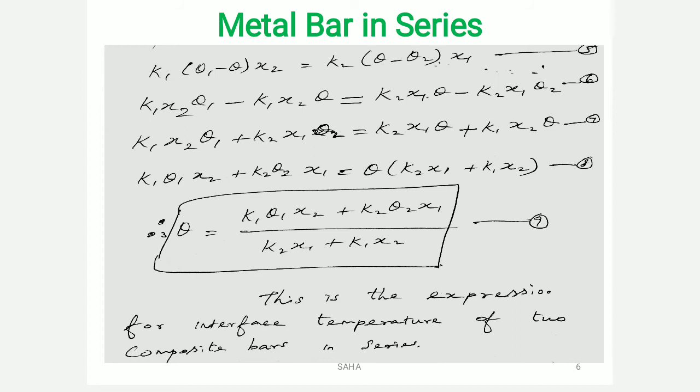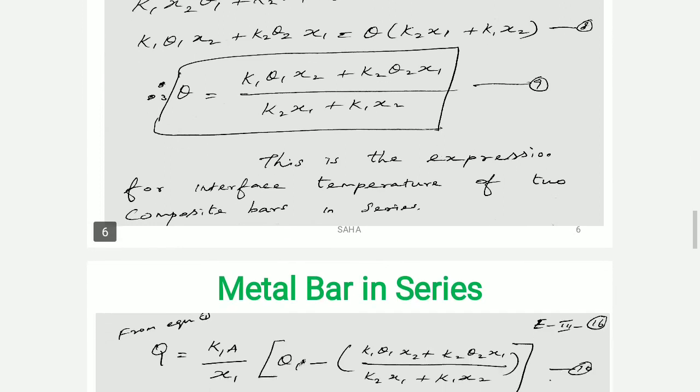Then the bracket value on the right side will go to the left side, which means it will come to the denominator position. So theta is equal to k1 theta 1 x2 plus k2 theta 2 x1 by k2 x1 plus k1 x2, that is equation number 9. So this is the expression for the interface temperature of the two composite bars in series.